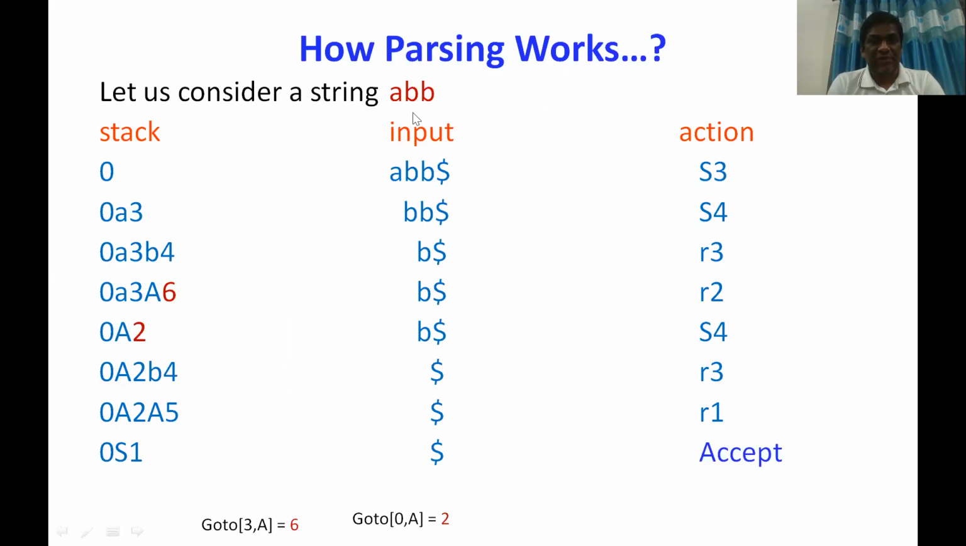So this should be accepted. Initially the stack contains the first state 0, and the input is ABB, and I'll add a dollar symbol to indicate the end of input. And what is the action here?